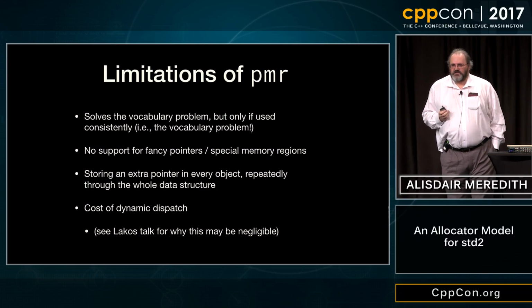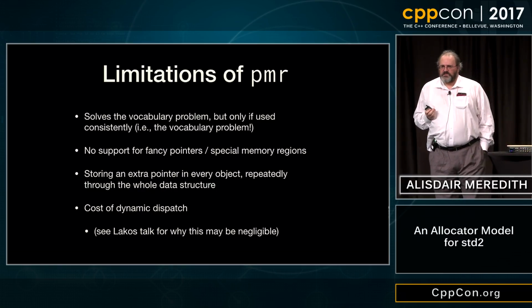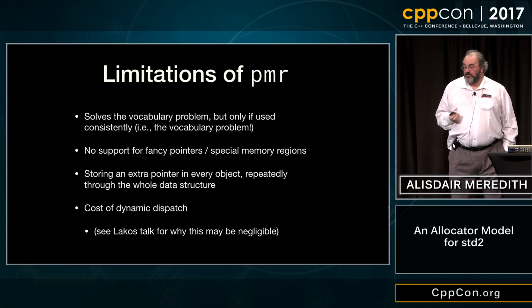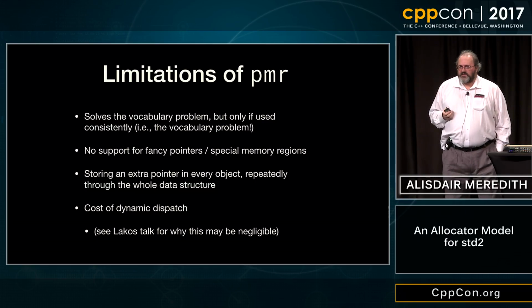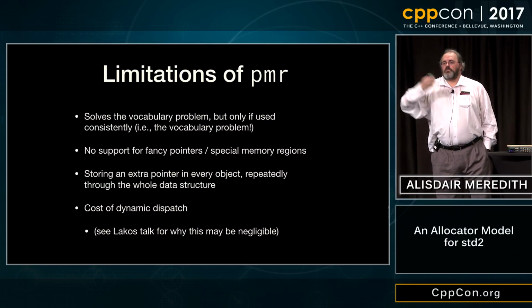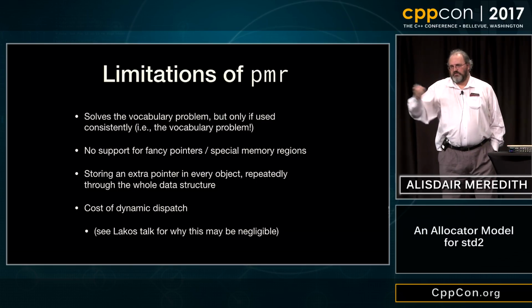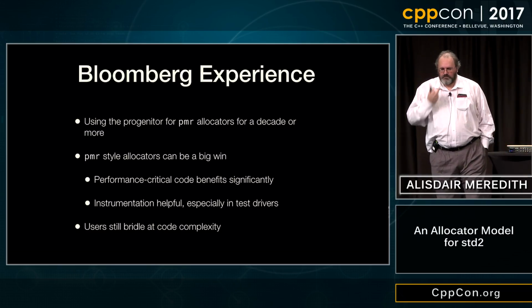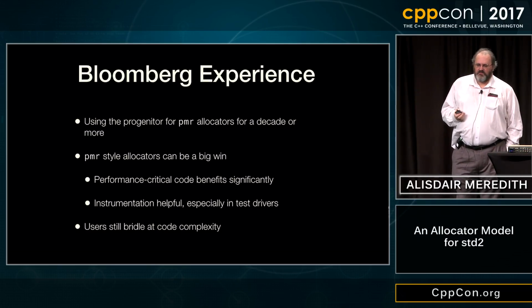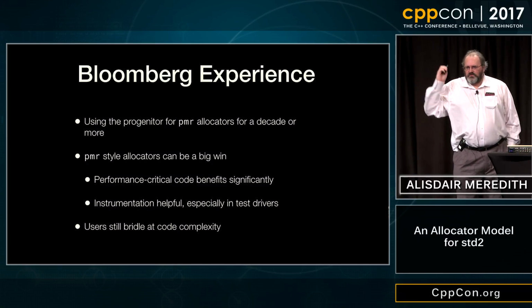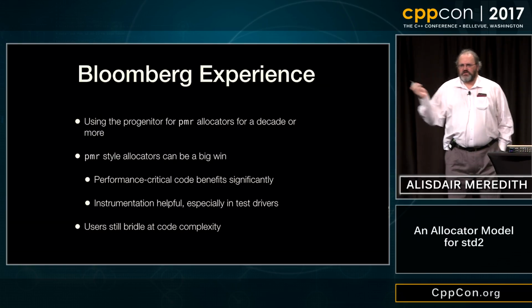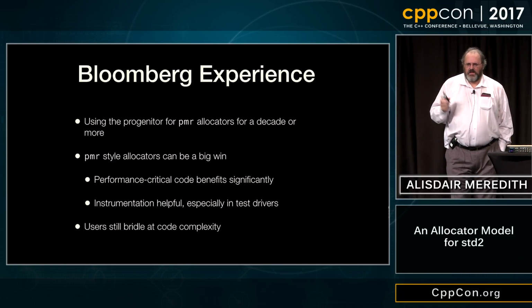John will have measurements tomorrow that show these costs typically turn out to be negligible. But there are concerns that some people, when they're measuring at the nanosecond level, might have. The goal is that we gain enough elsewhere that it swamps any potential cost of the dynamic dispatch when you're not using the facility deliberately. As I say, at Bloomberg we've been using this facility for over a decade now. Not explicitly the PMR that's in the standard, but essentially the progenitor that became that. It's mostly the same, without the support for alignment. That's a little bit more subtle.